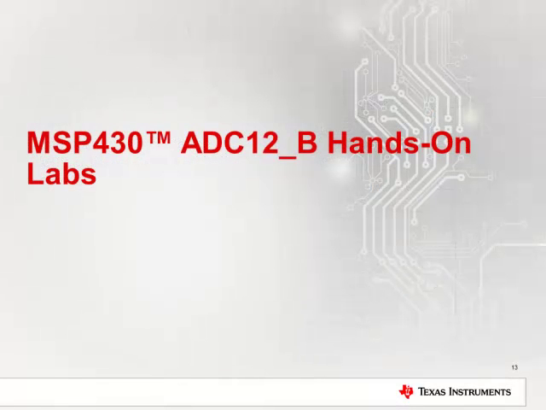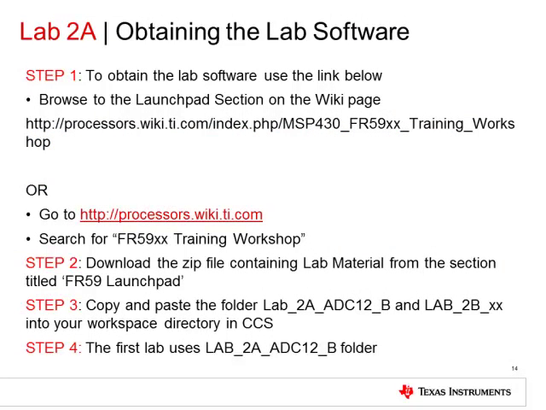Now let's learn how to use the ADC in the first lab. The source code for this lab, as well as this PowerPoint presentation, is available from the link shown on the slide. An easy way to find it is to go to processors.wiki.ti.com and then search for the term FR59XX Training Workshop. On the wiki page, browse to the launchpad section and download the lab zip file from the link marked Lab Material. On opening the zip file, copy and paste both folders Lab 2A and Lab 2B into your workspace directory. Now both projects for the following labs are set up.